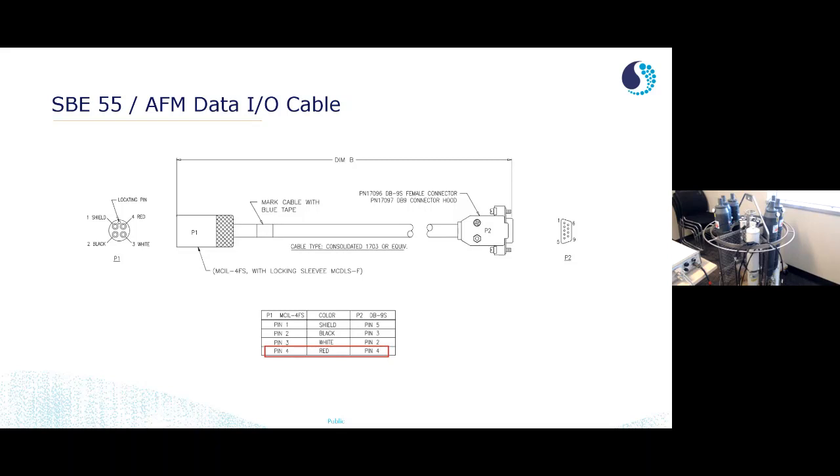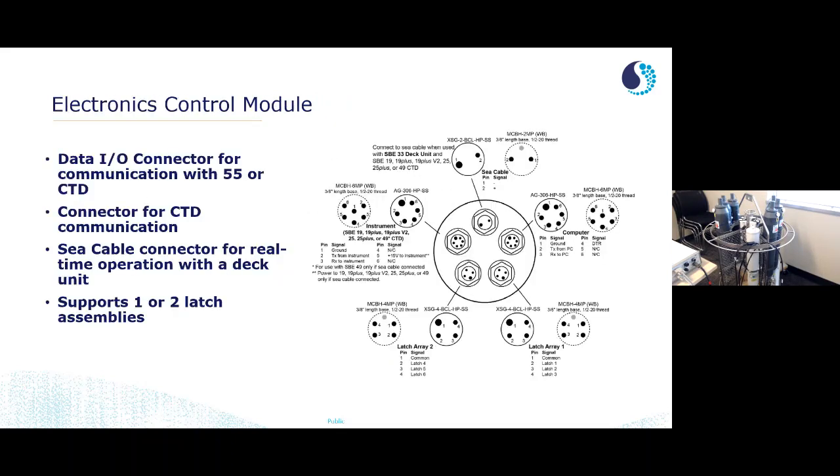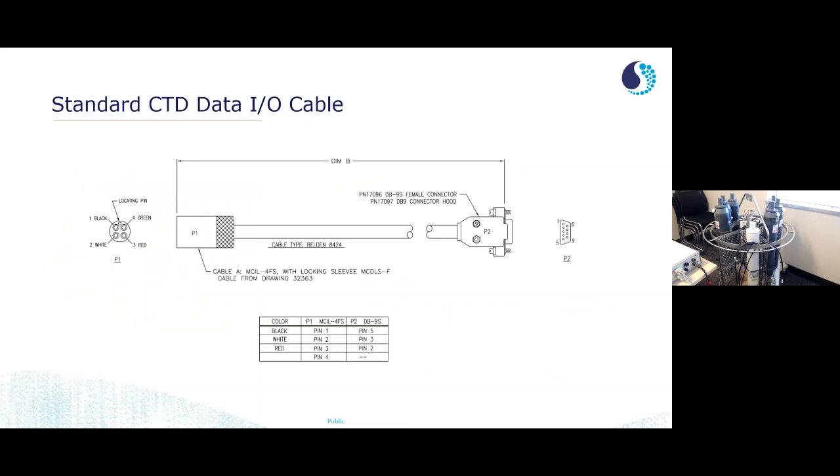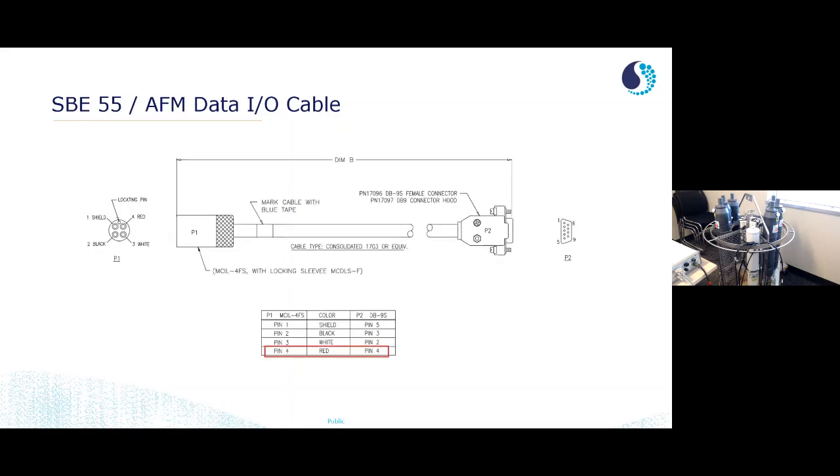So point is, if you find a cable that fits onto your data I/O connector here, just because it fits, just because it looks correct, and just because it has a DB9 connector that plugs into your computer, does not necessarily mean that you have the right cable. So always make sure that you've got the correct cable plugged into your 55. If you find that you're unable to communicate with your CTD or unable to communicate with your 55, chances are you're using the incorrect cable, and it's kind of hard to tell because they physically look similar. So I would recommend labeling your cables as much as possible.